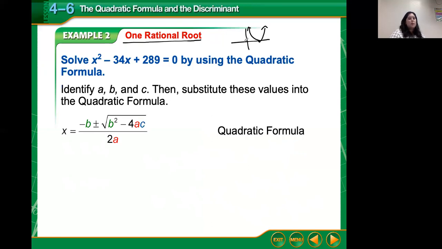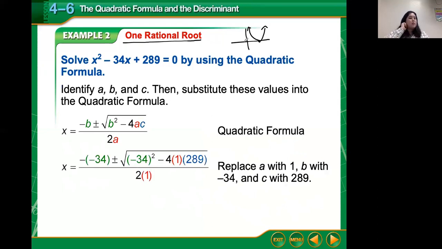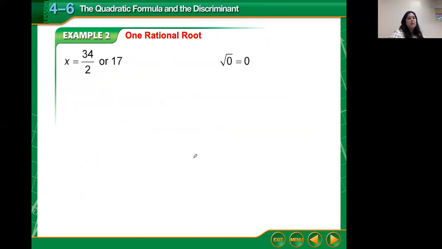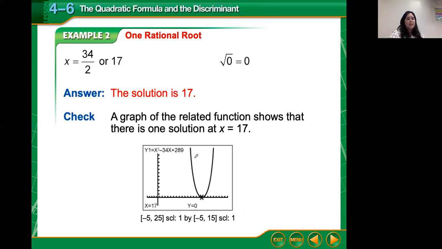It is already in standard form, so that does help us out. And so our a value is 1, our b value is negative 34, and our c value is 289. So we're going to go ahead and substitute those values in and simplify. So we get x equals 34 plus or minus the square root of 0 over 2. And that's because 34 squared is the same thing as 4 times 1 times 289. So when we simplify, we get 34 over 2, which is just 17. So we only have one solution, which is at x equals 17. And you can, of course, check by graphing.